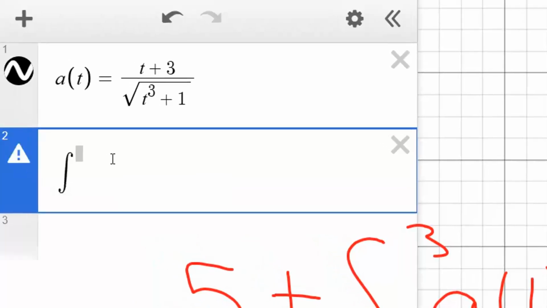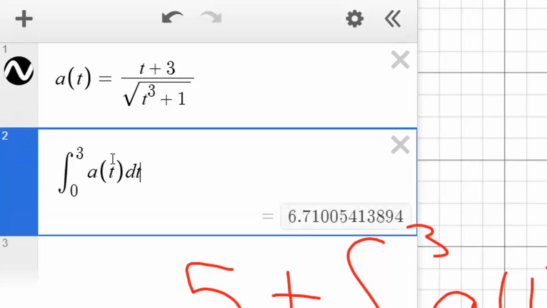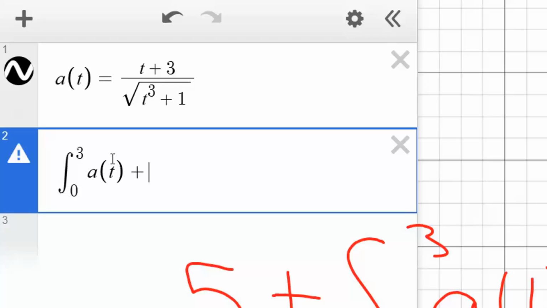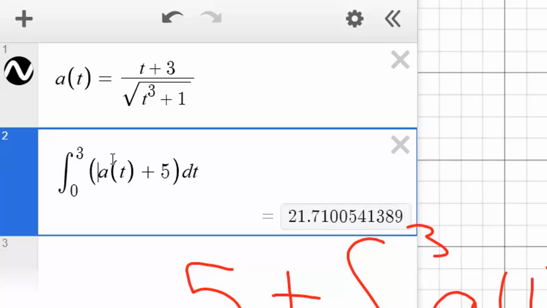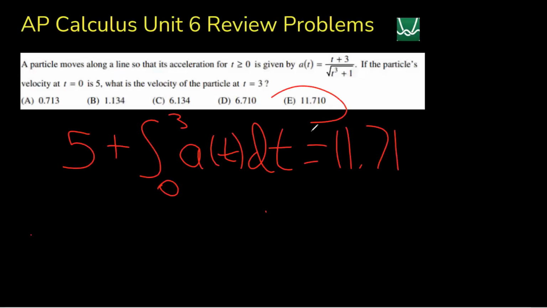Int, 0 to 3, a of t dt. And then we need to add on the 5. If you do it this way, just be careful that you don't add the 5 inside the integral. Sometimes that happens. It won't calculate it. If you do put parentheses around the integrand, it will calculate it, but that's wrong because you don't add the 5 inside the integral. That's the initial velocity that's going to be added on to the change in velocity. So 11.71 is what we're looking for, which is choice E.